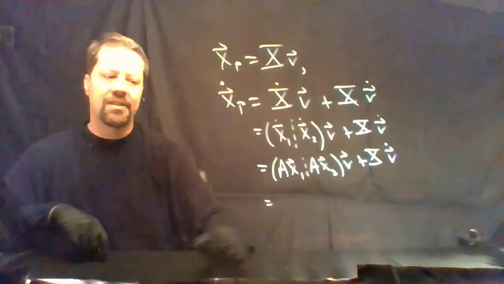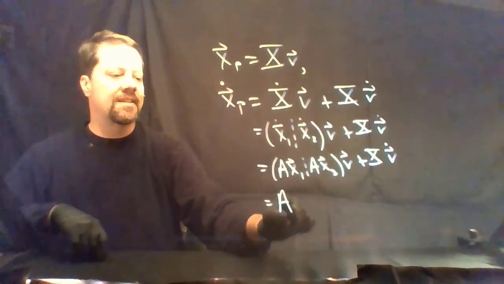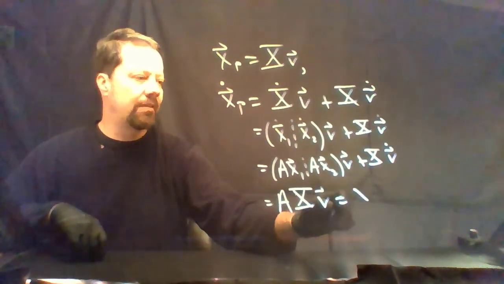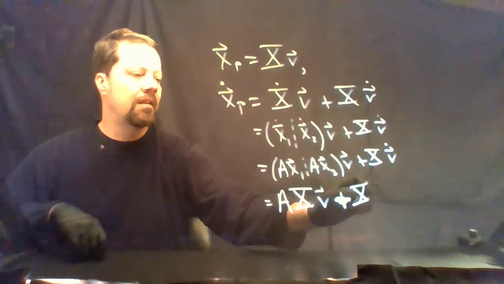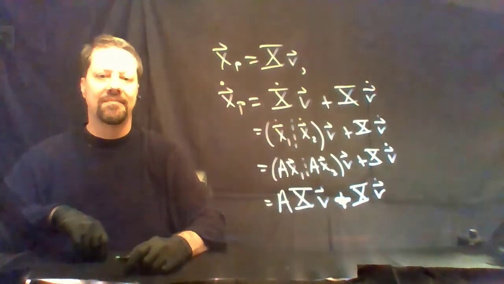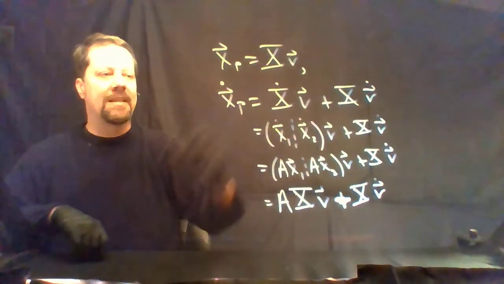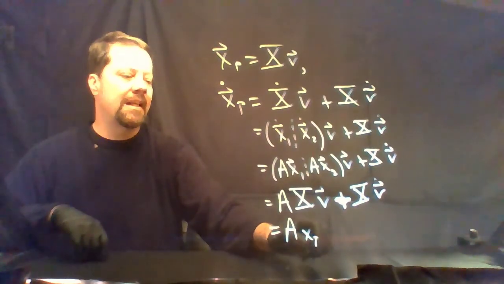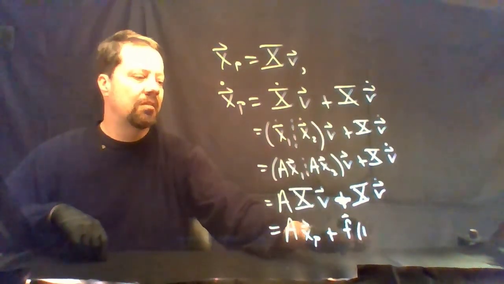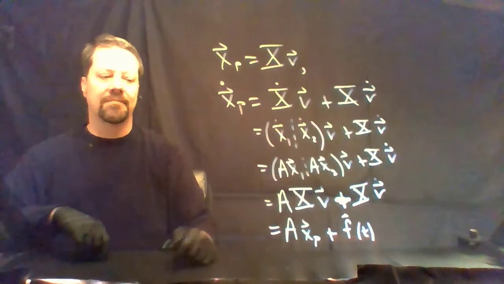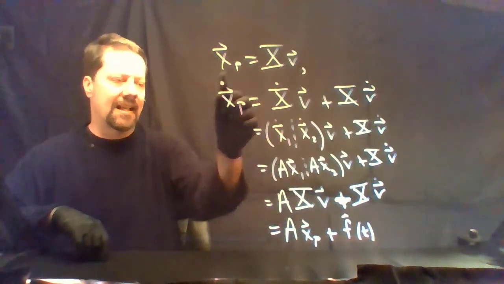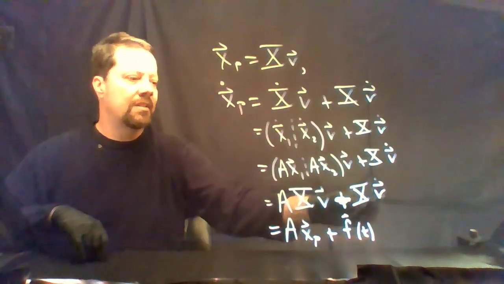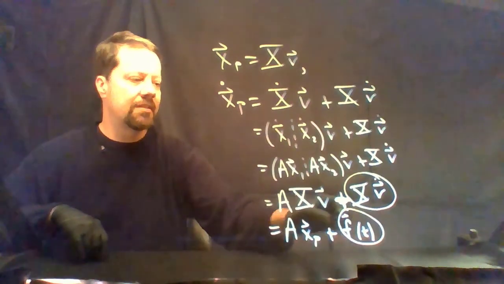Since a is a factor on each of these columns, we can factor this a out and get a times xv, plus xv dot. In order for xp to be a solution to the differential equation, this has to be a xp plus f of t. Well, xv is xp. And so in order for x dot to be equal to all of this, we need for this and this to match.